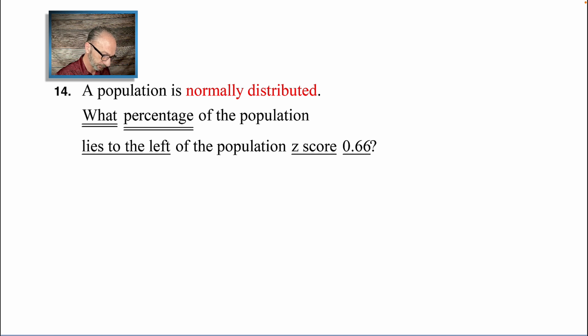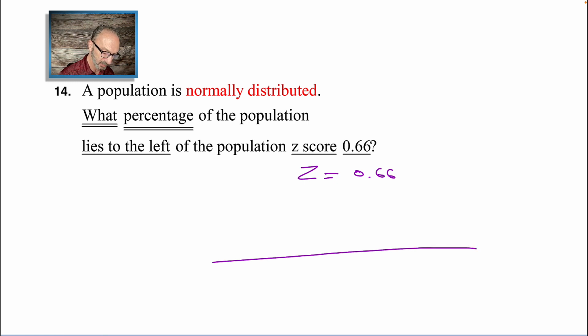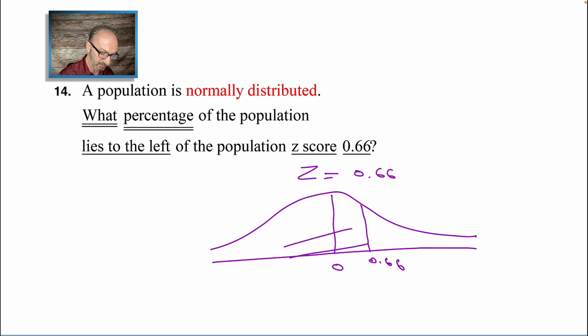Number 14. Population is normally distributed. What percentage of the population lies to the left of the population z-score 0.66? Again, as you can see, it's to the left. Well, in this case, there is not much calculation. All I'm given is the z-score. So I need to find from the table, this is again when z equals 0, 0.66 will be less than 1. I need to read this right here from the table. That's pretty much it.